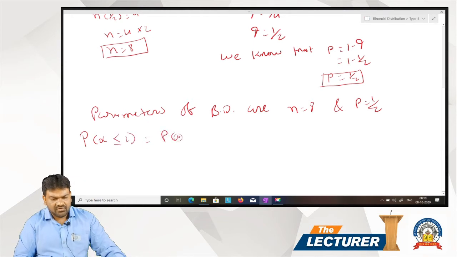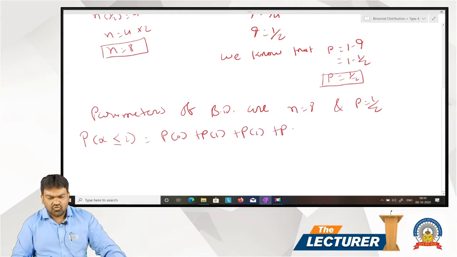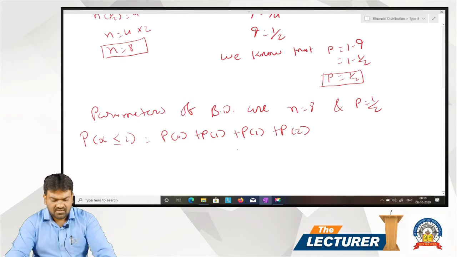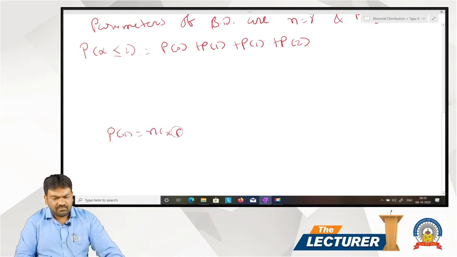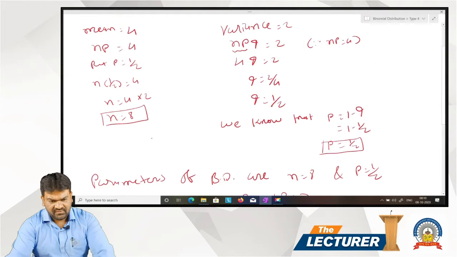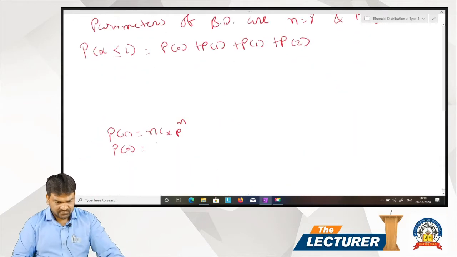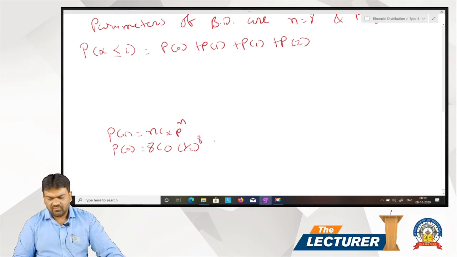That means P of 0 plus P of 1 plus P of 2. P of 2 is also considered since equal to is given. First of all, probability function P of x is equal to nCx p raised to n, because p and q are equal. Now P of 0, n is equal to 8, 8C0, p is equal to 1 by 2 raised to 8.